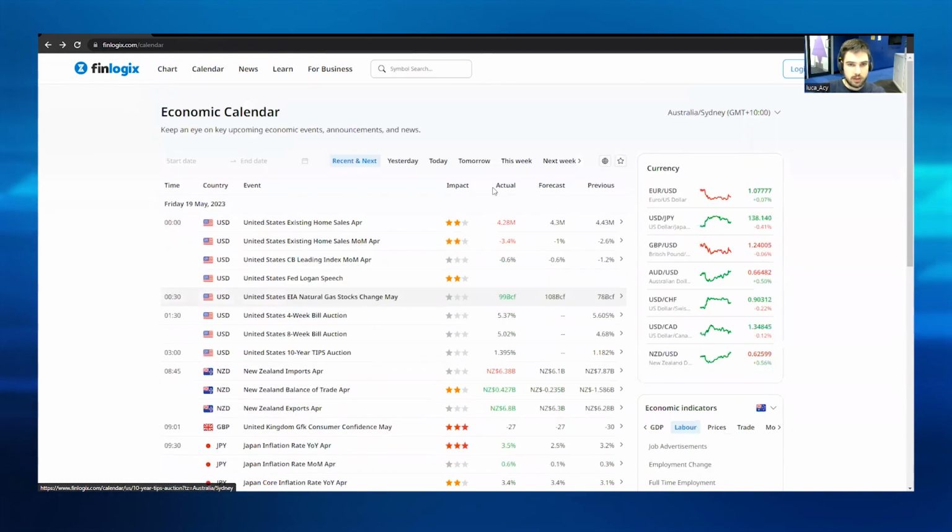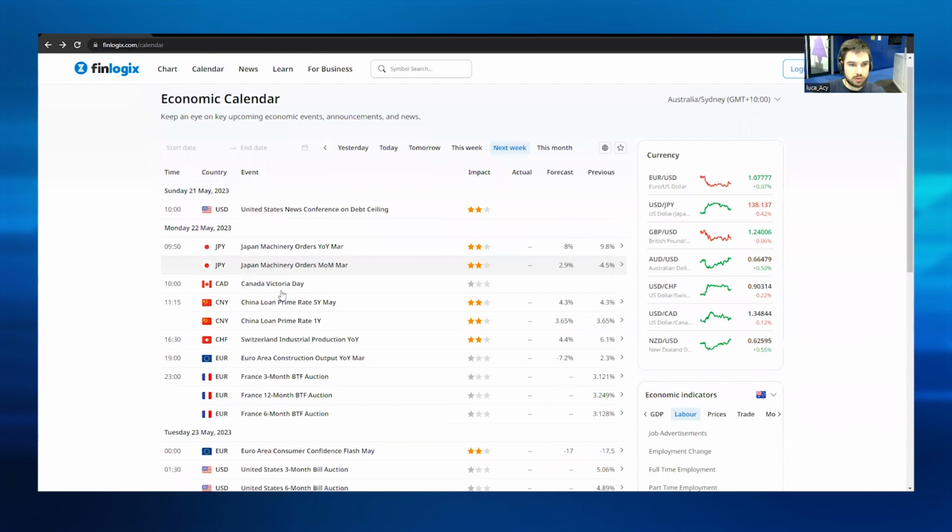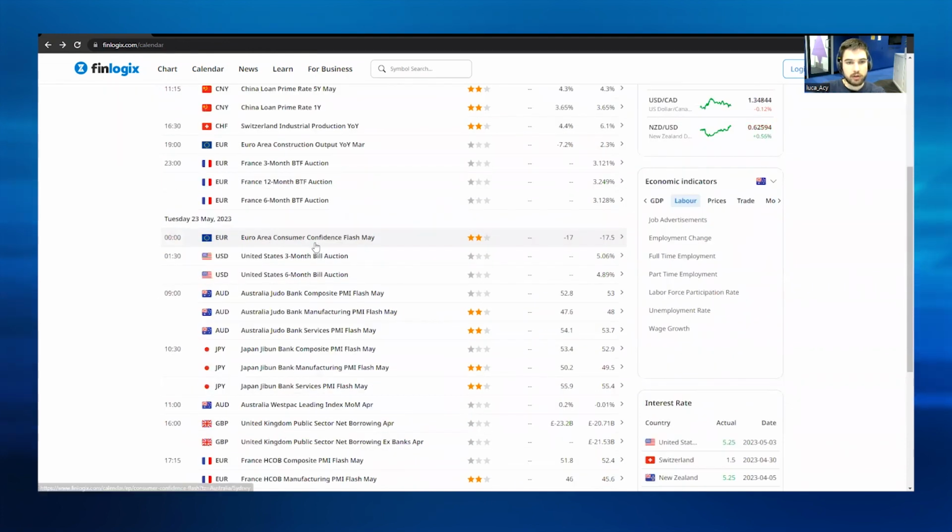Right, so Tuesday next week, we're going to have the Euro area consumer confidence, so pay attention to this. If the number comes higher than expected, it will be positive. From the previous month of negative 17.5, we're expecting negative 17. The higher the number is, the better.